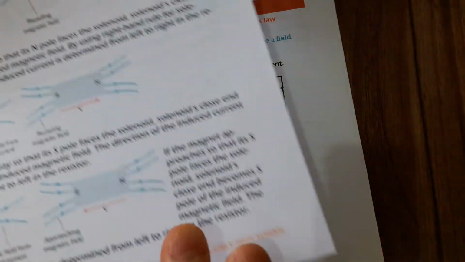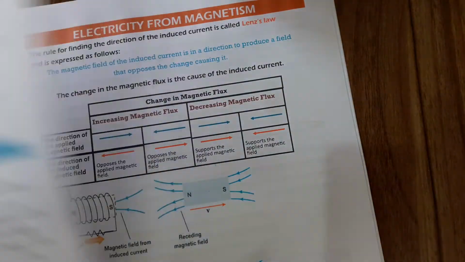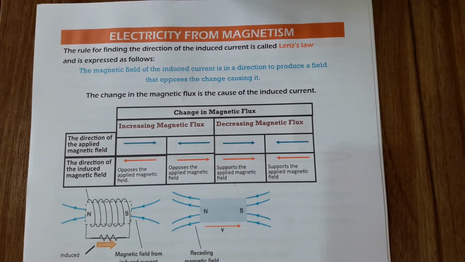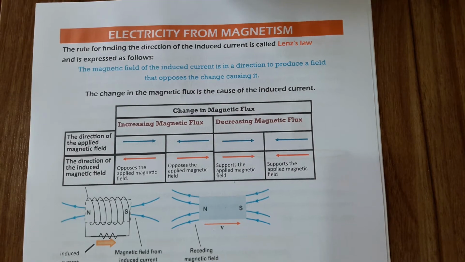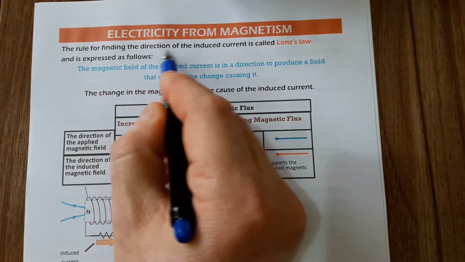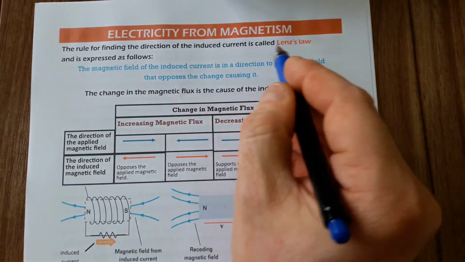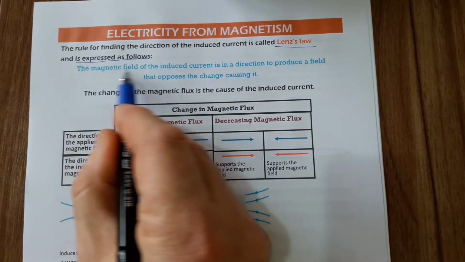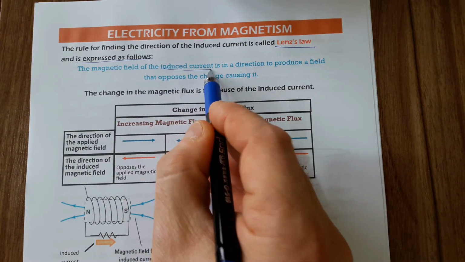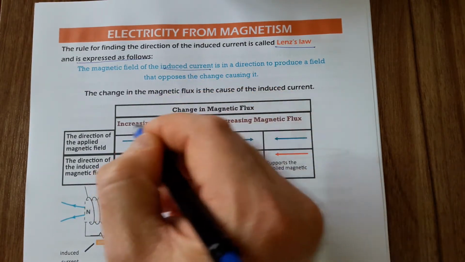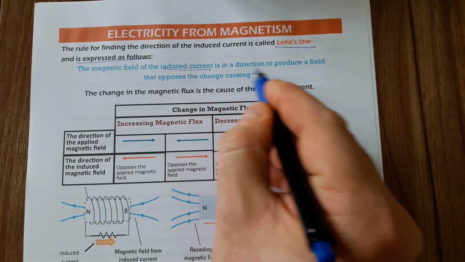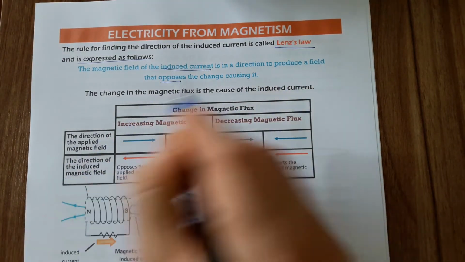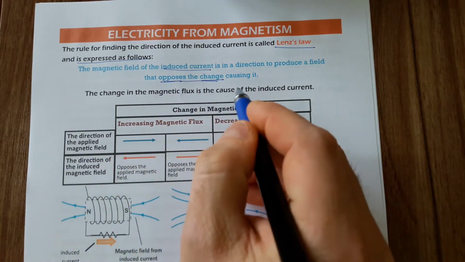This is the practical way for finding the induced current on a solenoid, but scientifically we can find it by using Lenz's law. The rule finding the direction of the induced current is called Lenz's law, and it's expressed as follows. The magnetic field of the induced current, in fact, we set this induced current magnetic field as induced magnetic field, is in a direction to produce a field that opposes the change causing it.